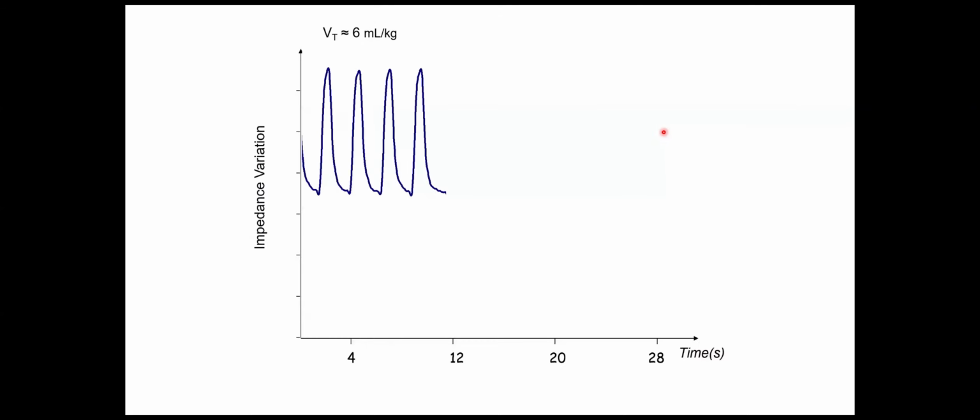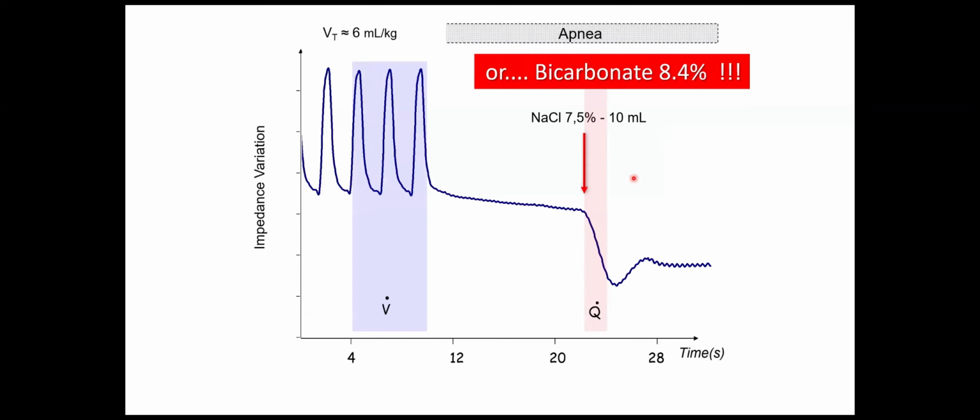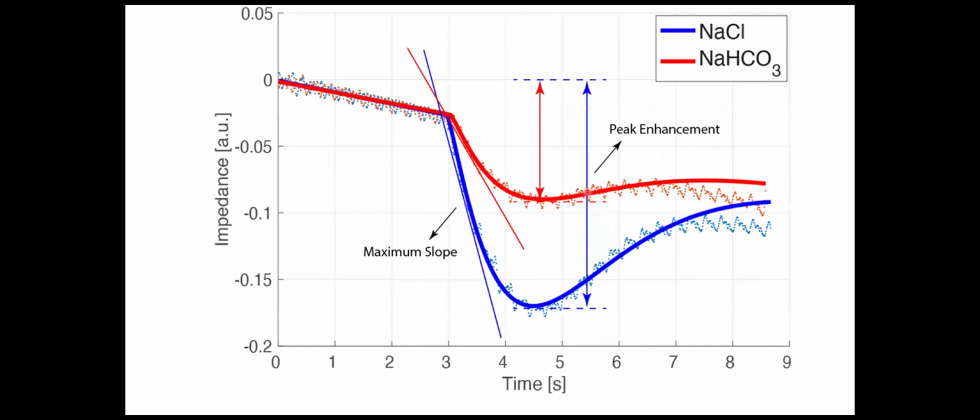Some new features about EIT perfusion are going to help us to have a better use at the bedside. So we know that we have been using sodium chloride 7.5 or 10% for analyzing perfusion. But some people have tested also bicarbonate 8.4% with good results and very similar images of perfusion. So if you have to use bicarbonate for your patient, you can consider analyzing perfusion at the same time.